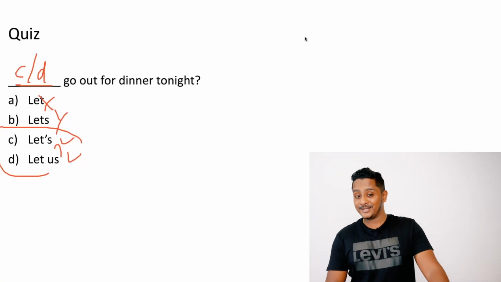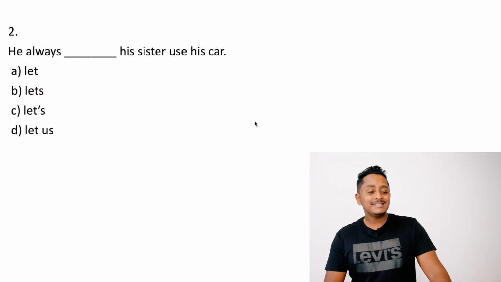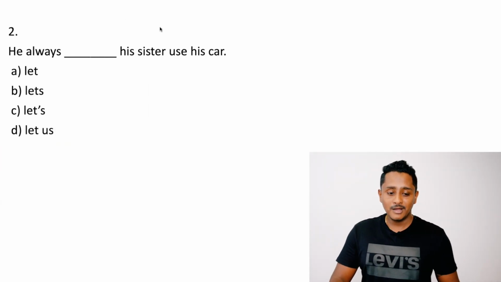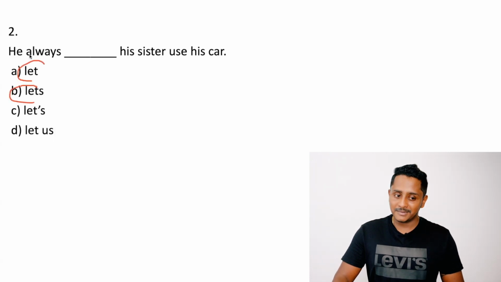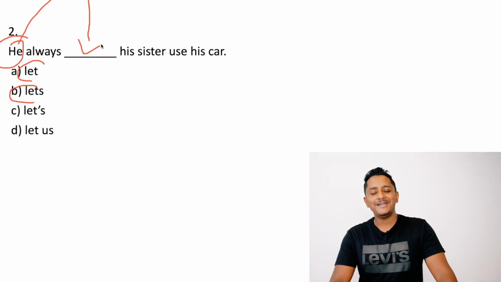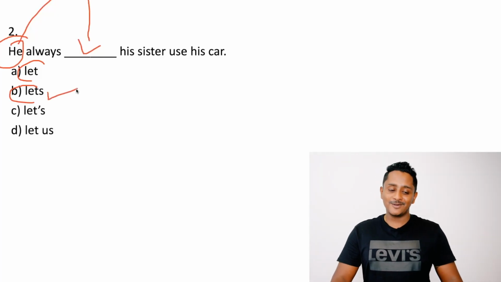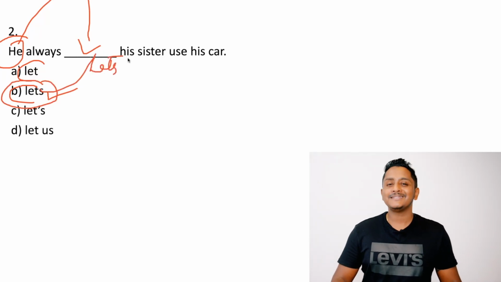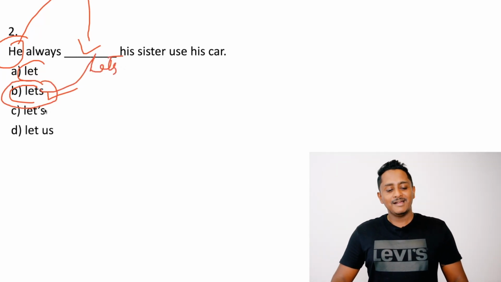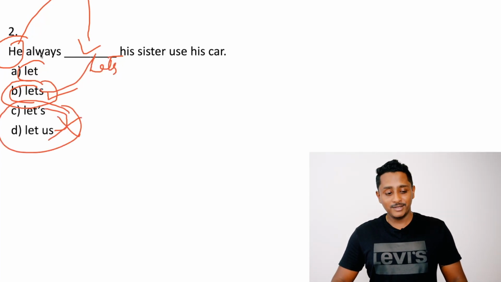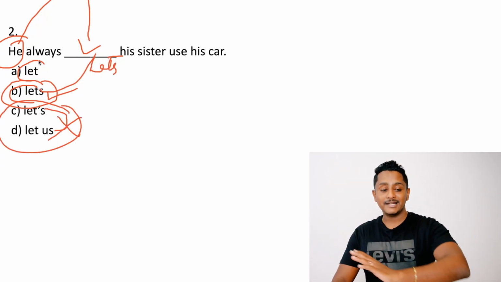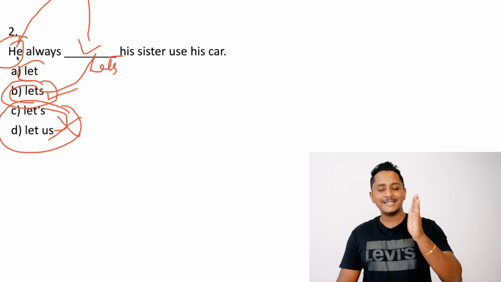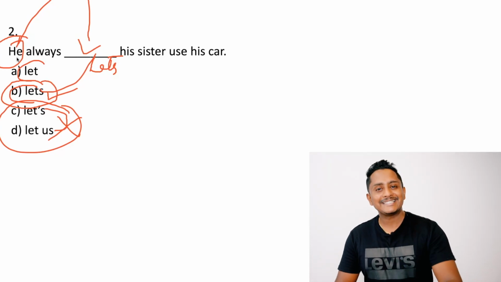Let us go out for dinner, or let's go out for dinner. LET apostrophe S or LET space US. Second one: he always dash his sister use his car. He is giving her permission, so it's a verb. So it should be either let or lets, but it's third person singular. The answer would be LETS. B is the correct answer. He lets his sister use his car. Let cannot come here because it's third person singular. If instead of he, they is written, then you would use let. He always lets. Hope it is clear.